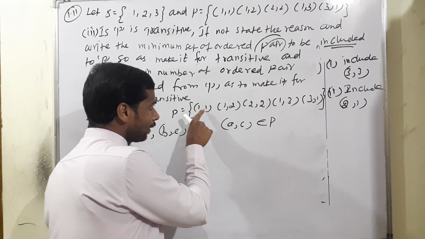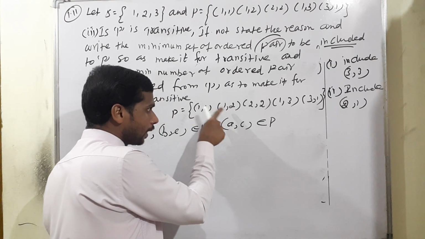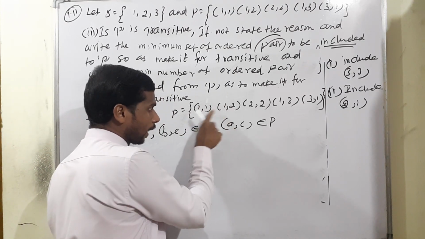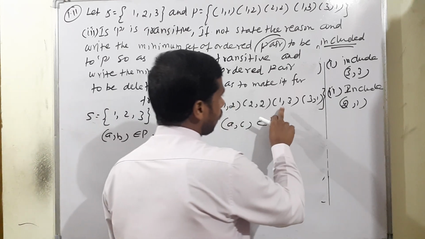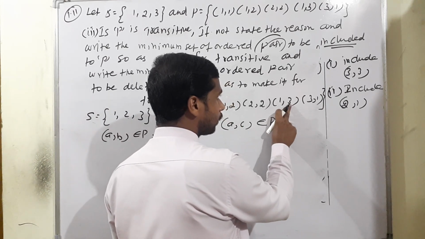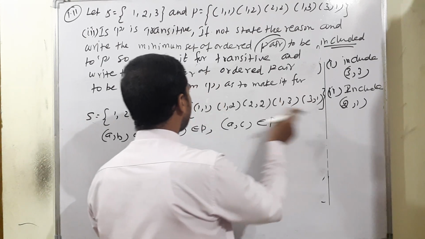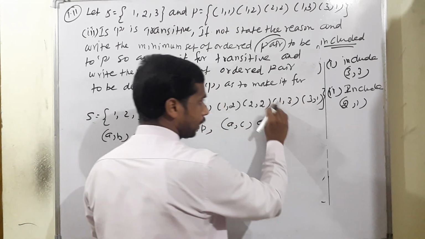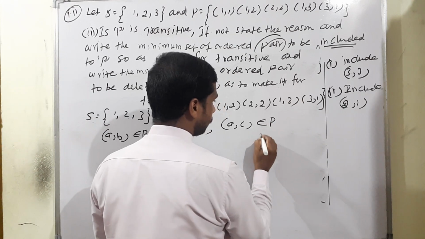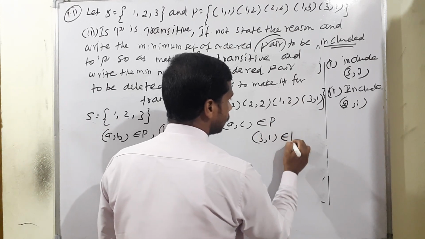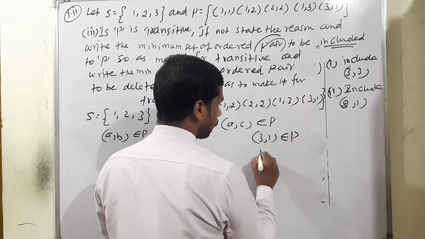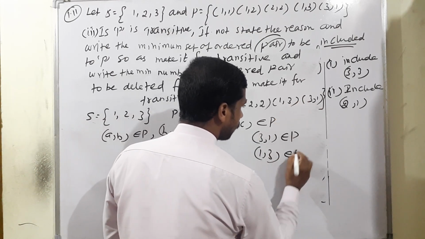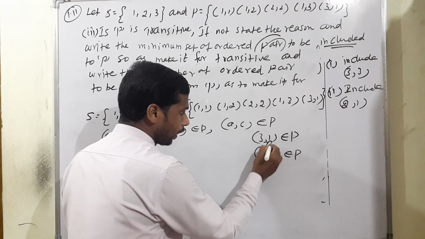Then comparing 1 comma 1 and 1 comma 2, this is a connected pair, but the first and last is the same pair, so we can leave it. But check the last one: 1 comma 3 and 3 comma 1. 1 comma 1 is there. But take the opposite direction: 3 comma 1 belongs to P. Next 3 comma 1, then 1 comma 3. 1 comma 3 also belongs to P. Now this is a connected pair.